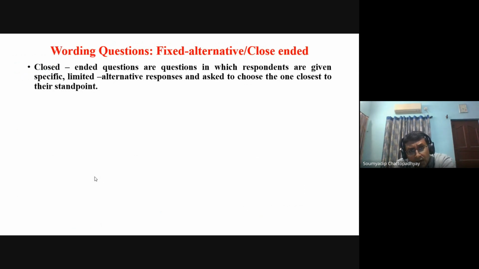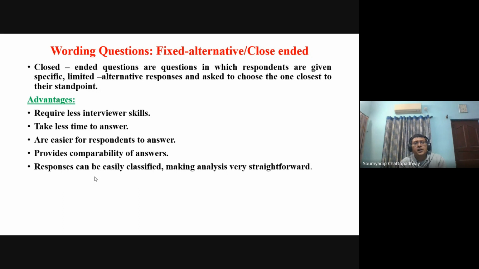Then regarding the wording of questions, we have another type of question, which is known as the close-ended question. Close-ended questions are questions in which the respondents are provided with certain specific alternative responses, and the respondent chooses the one which is closest to their standpoint. So this is basically the closed questionnaire. Now, obviously, there are certain specific advantages of using this close-ended questionnaire.